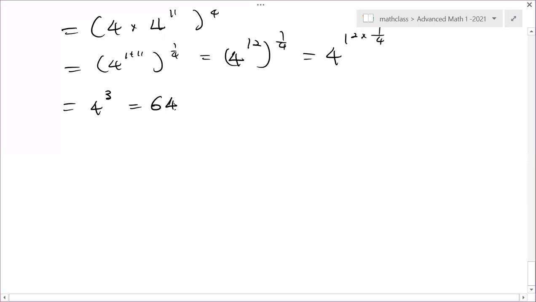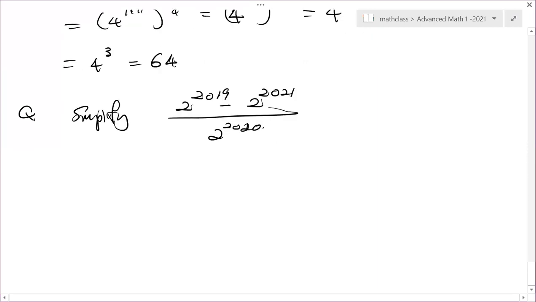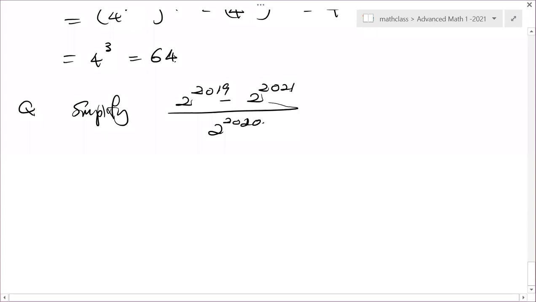All right, so next problem. Simplify 2 to the 2019 and 2021 divided by 2 to the 2020. No, sorry, 2 to the 2019 minus 2 to the 2021 divided by 2 to the 2020. All right, let's try to simplify this as much as possible. I'd like you to try first.